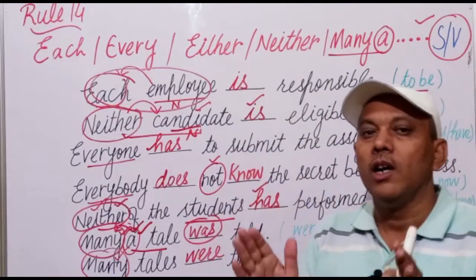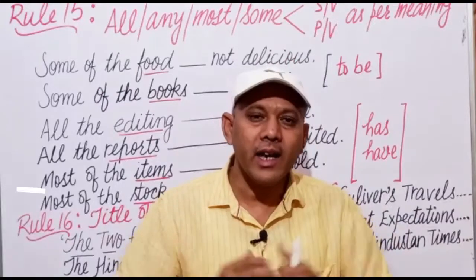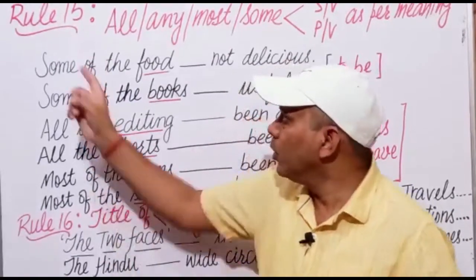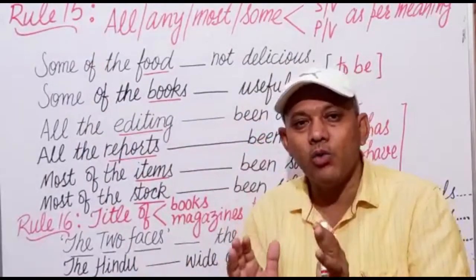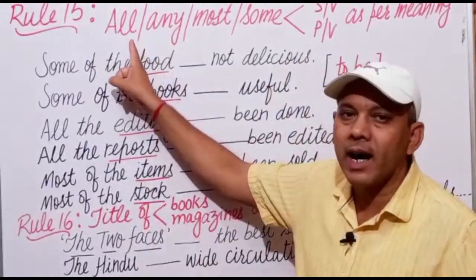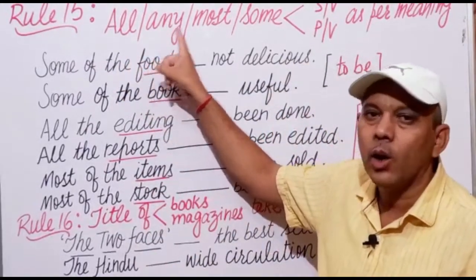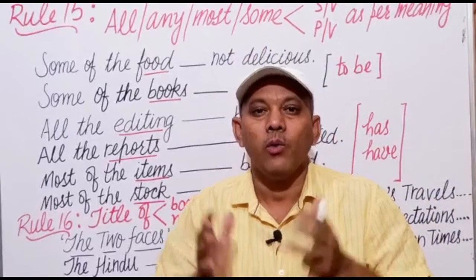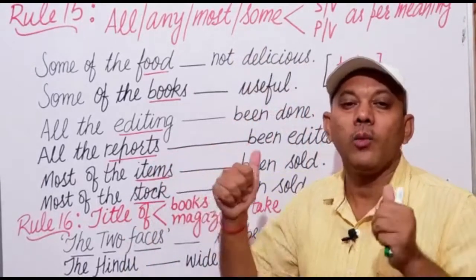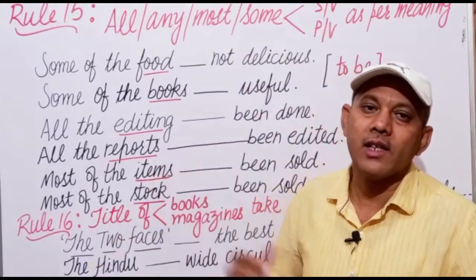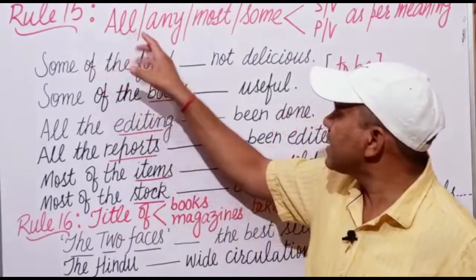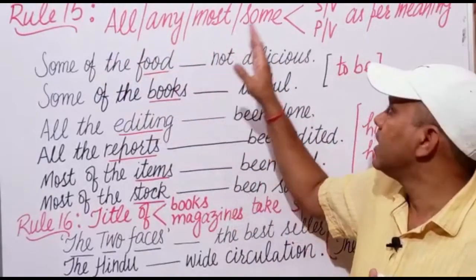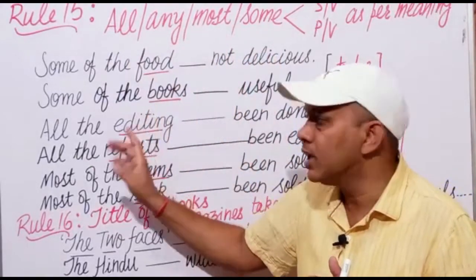Now, next rule, rule number 15. Rule 15 says, if some nouns or subjects are preceded by all, any, most, or some in some sentences, then which verb, either singular or plural verb, will be used in the sentence? If the sentence has these words all, any, most, some preceded by certain nouns in the sentences.